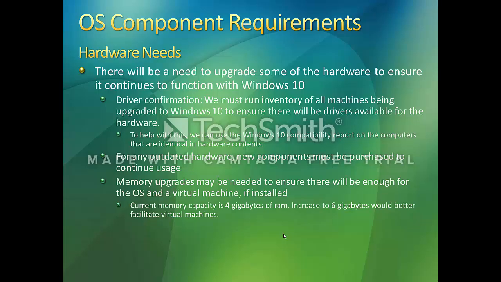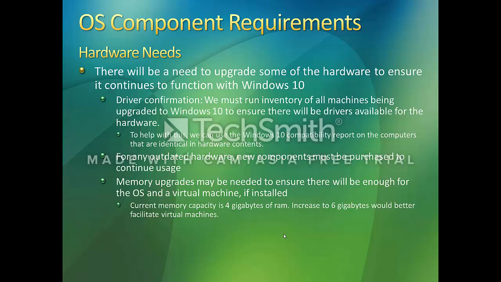To help with this, we can use the Windows 10 compatibility report on the computers and laptops that are identical in hardware contents. Since they're identical, that will allow us to save some time in having to run this on several computers. We can run it on one of each of the computers in the infrastructure, and find out what would be compatible and what we may need to replace.